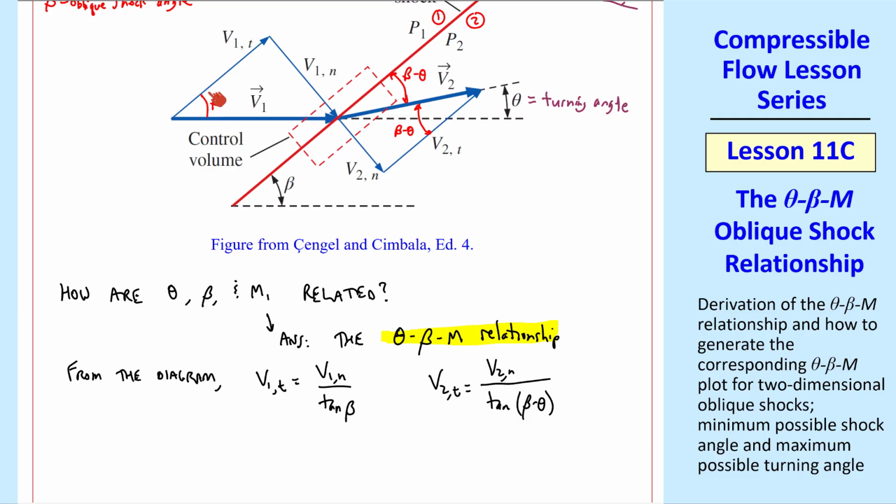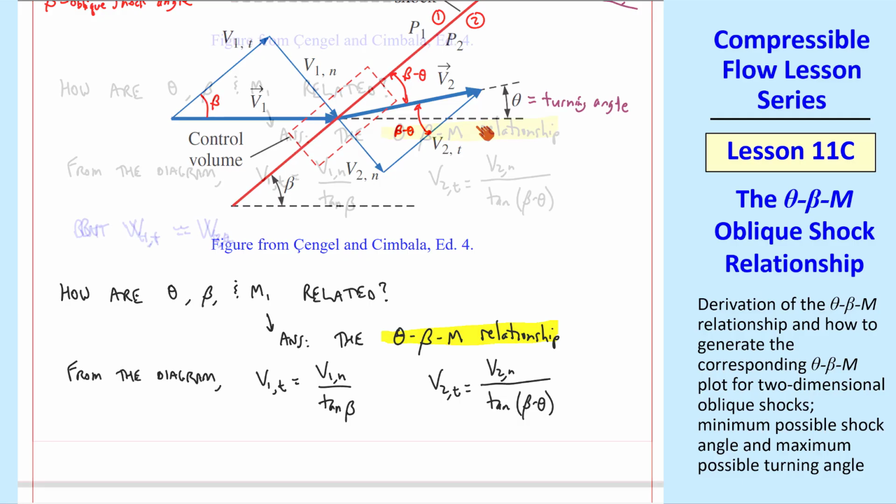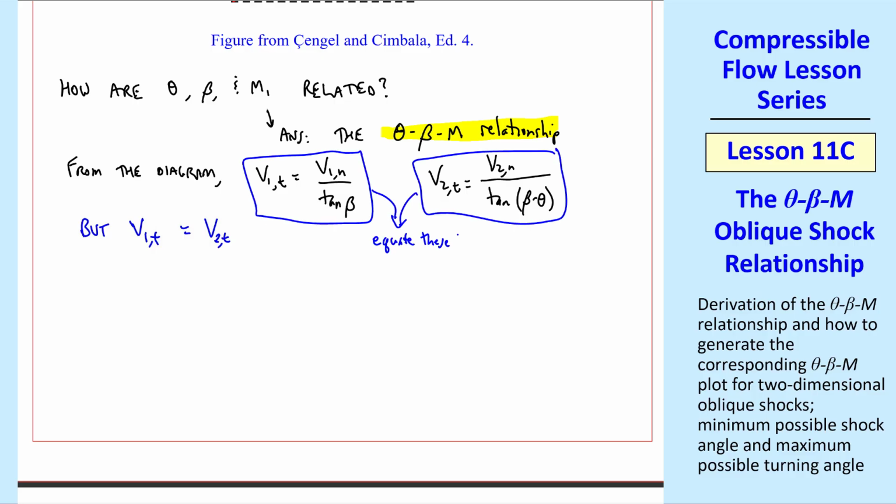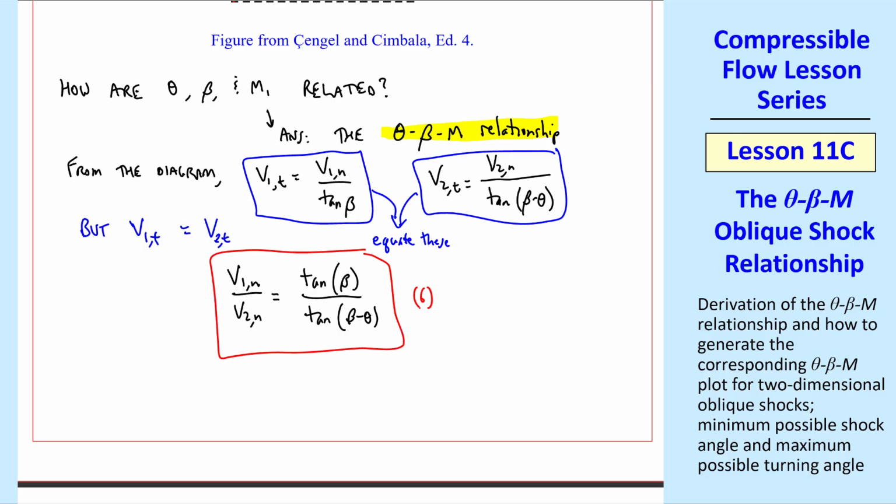But as discussed last time, the tangential components V1t and V2t don't change across the shock. That is, V1t equals V2t. So we equate these two equations and write our result as a ratio V1n over V2n, which turns out to be tangent beta over tangent beta minus theta. I'll call this equation 6, following my equation numbers from the previous lecture.